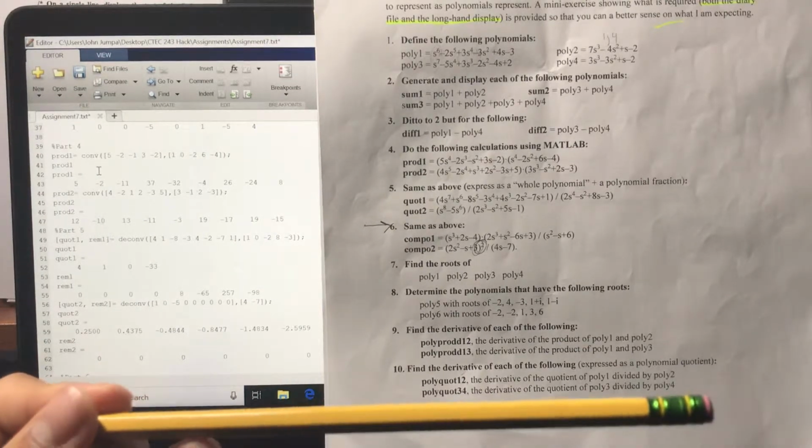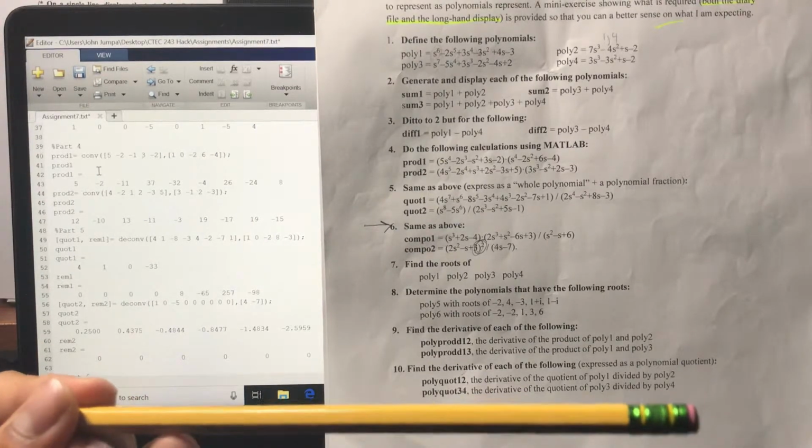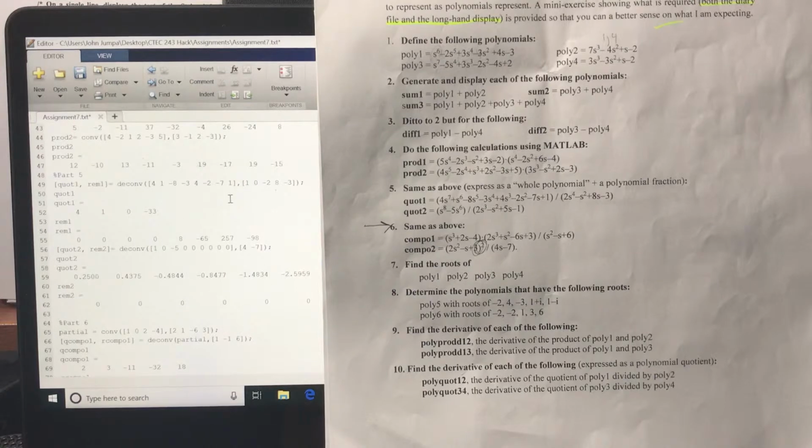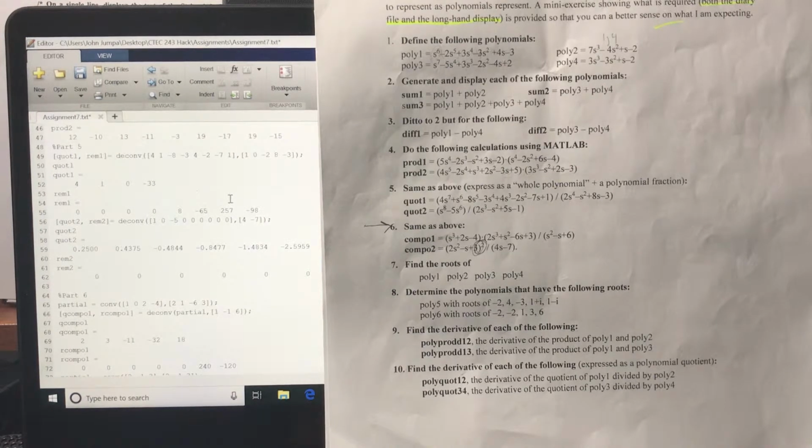With prod1 equals conv, you're multiplying these two polynomials by using a matrix. And part 5, here we go. Instead of multiplying, we are now dividing and multiplying. Wait, no, sorry, that's part 6. Part 5 is just dividing.